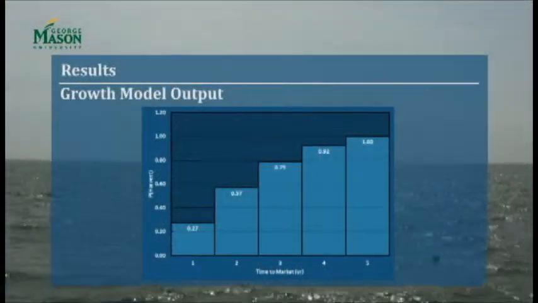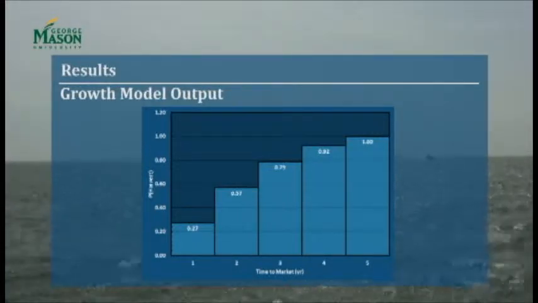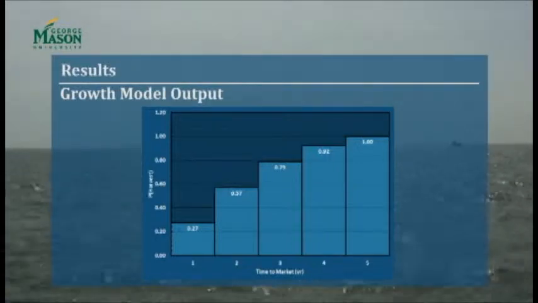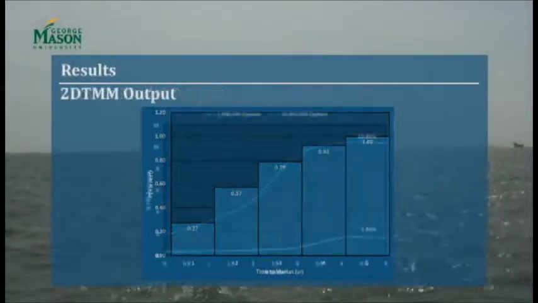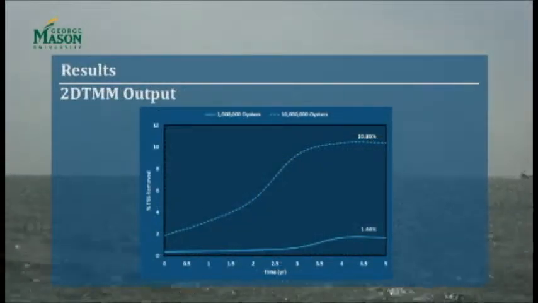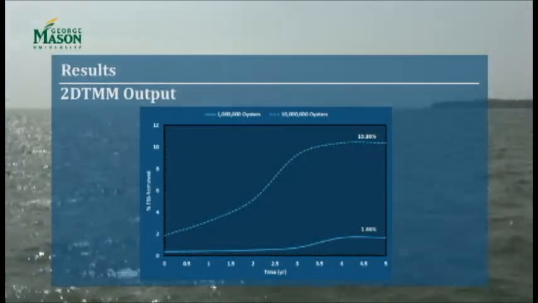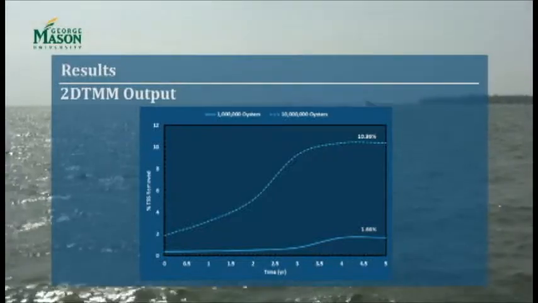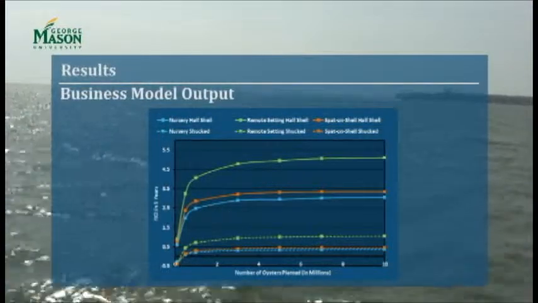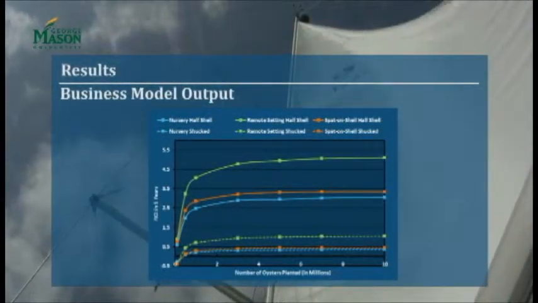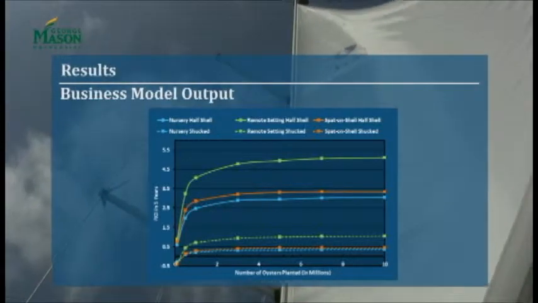The growth model output indicates a 79% chance of market-size oysters within 3 years in the Western Rhode River. This simulation was run for 10,000 iterations in order to ensure a confidence interval of 95%. The two-dimensional tidal mixing model indicates that maximum oyster filtration rates are achieved with a 10 million oyster aquaculture system. This simulation was run at both 1 million oyster capacity and 10 million oyster capacity. The business model output indicates the highest ROI gain occurring at approximately 5 million oyster operating capacity. The economy of scale is gradually diminished after this point.